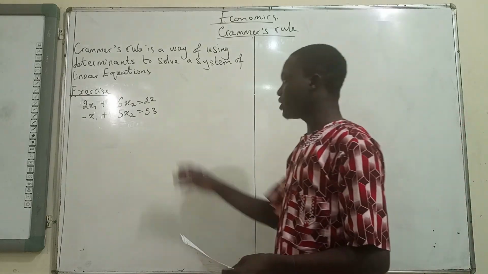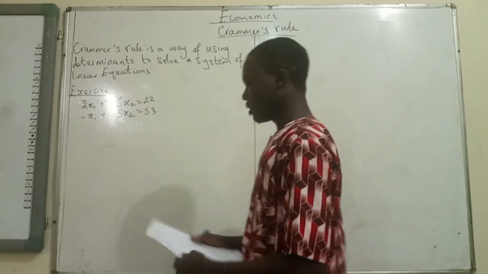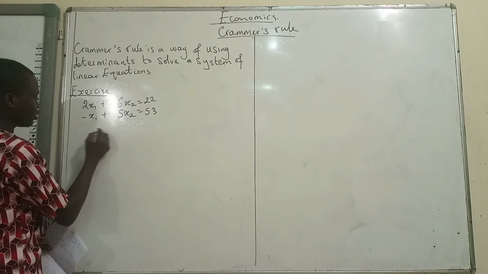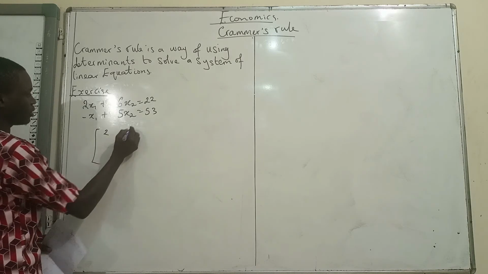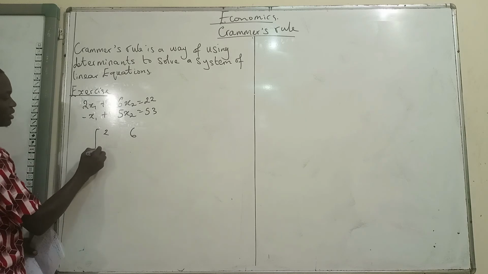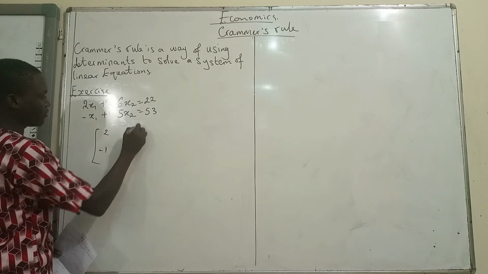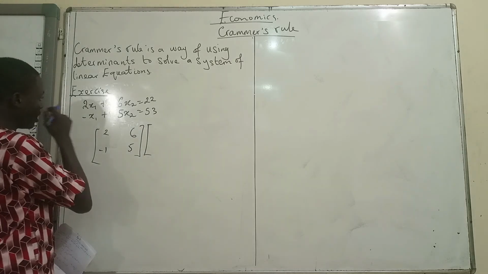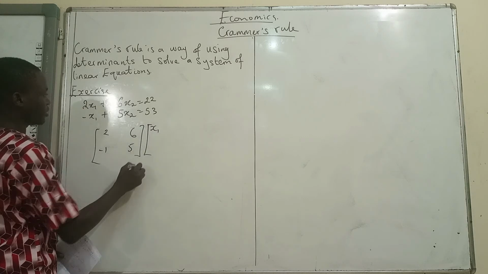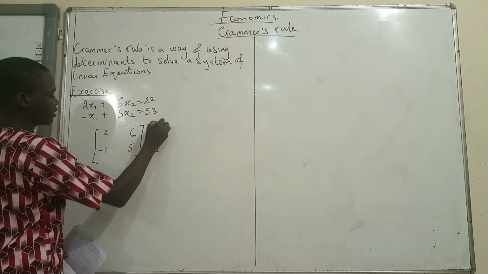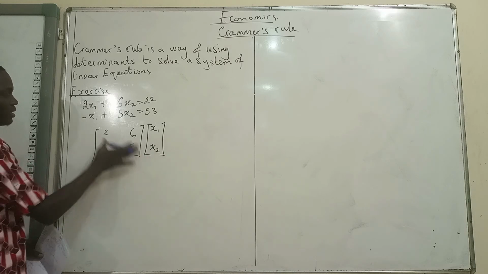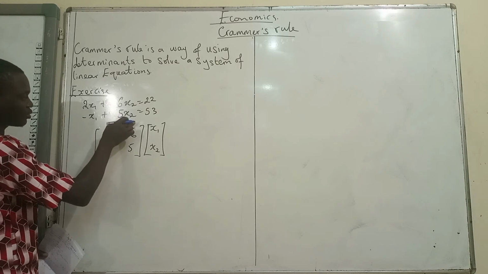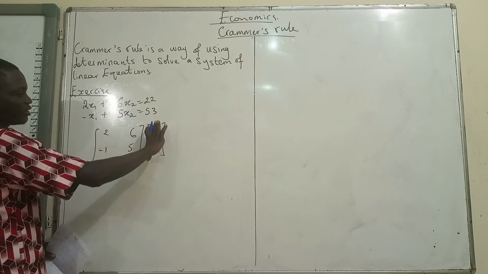So what we have to do here is break these equations into matrix form. We have the coefficients matrix: this is 2, we have 6. This is minus x1, so its coefficient is minus 1, and this is 5. Then we have the solution vector, which has x1 first, and then x2 next. That is the arrangement. That is why I was saying to check the positions, because if it were x2 here and x1 there, your arrangement is going to be wrong.